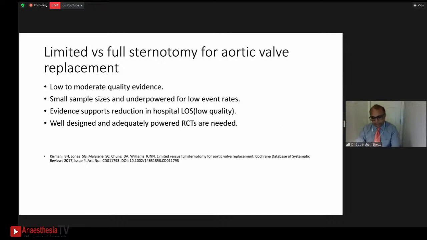But in my experience, this is true. I also take care of these patients in the ICU post-op, and minimally invasive cardiac surgical patients do much better, they stay in the ICU for a shorter period of time. But of course, there's a lot of bias involved in this because we choose patients who are a little healthier, and the duration of bypass is shorter, and so on and so forth.